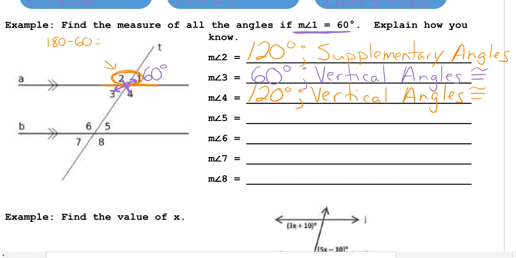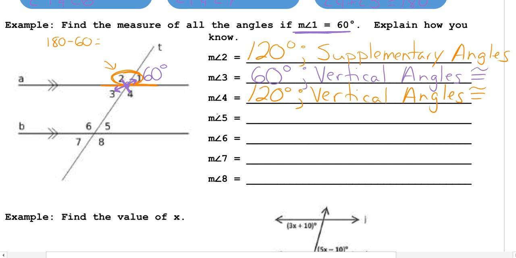Now, you could have also explained that had you done angle 1 plus angle 4, or 180 minus 60, you could have also said supplementary angles for that explanation. So with this topic specifically, your explanation might be different from a friend because you might have gone about solving the problem in a different method, and that's okay.